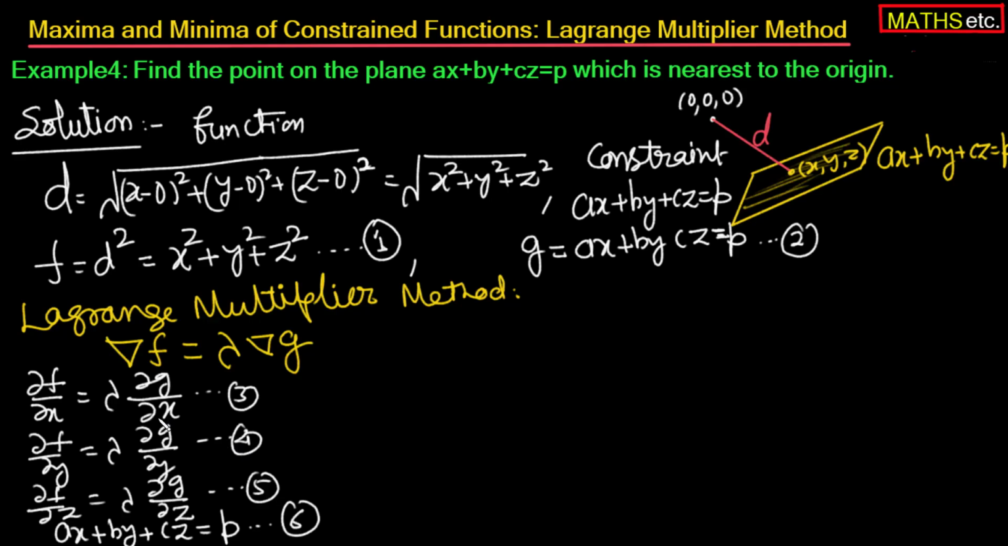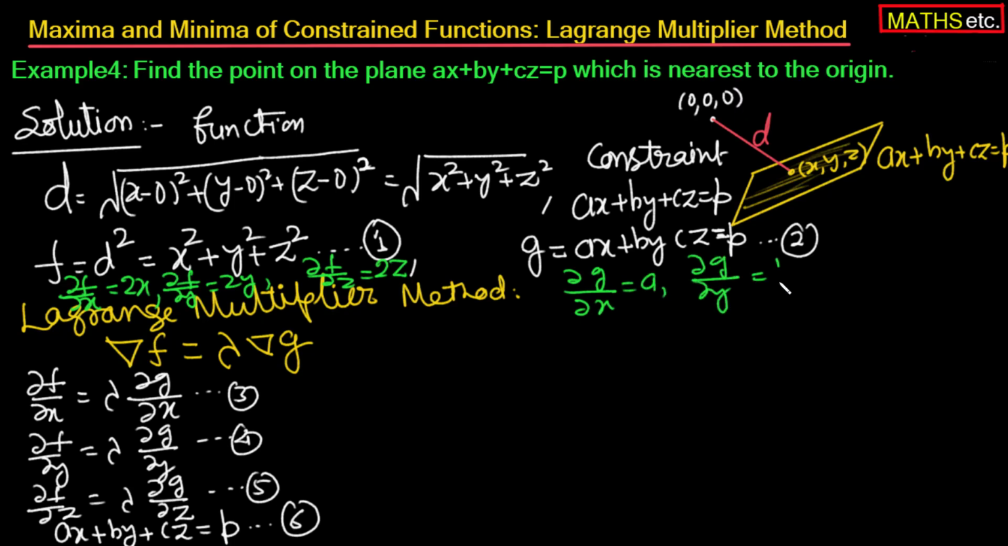In fact, in this case, the point of minima of this function d. To apply equations 3, 4 and 5, we need partial derivatives. So we find the partial derivatives. The partial derivative of f with respect to x is 2x, with respect to y is 2y, and with respect to z is 2z. Similarly, the partial derivative of g with respect to x is a, with respect to y is b, and with respect to z equals c.